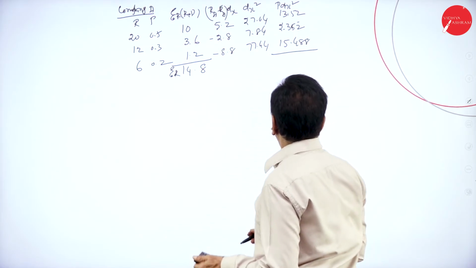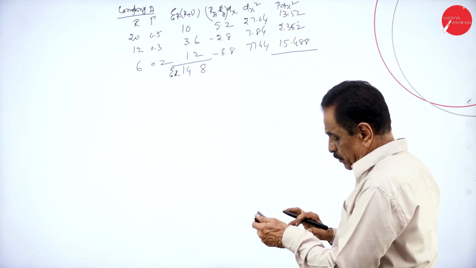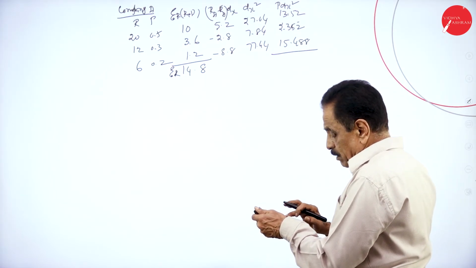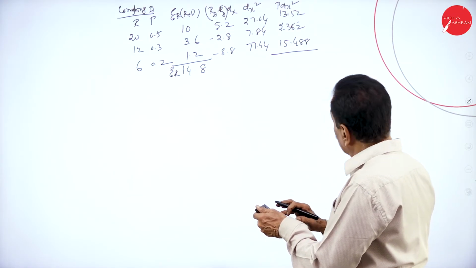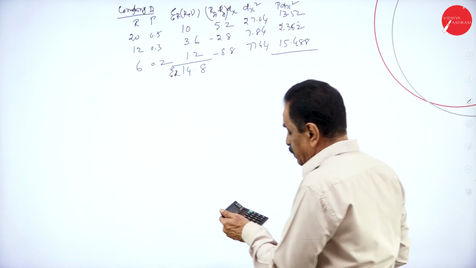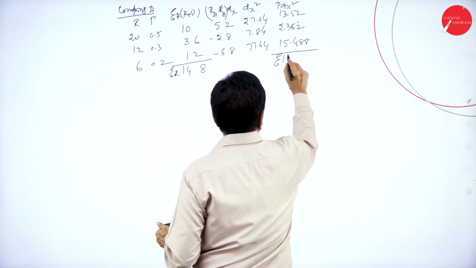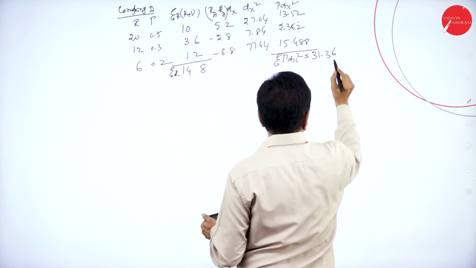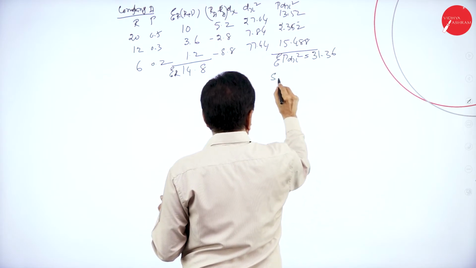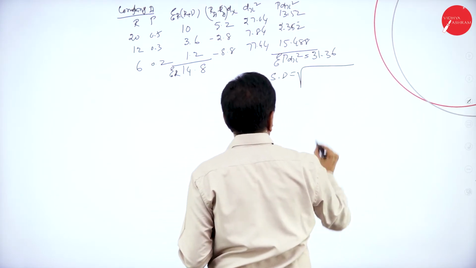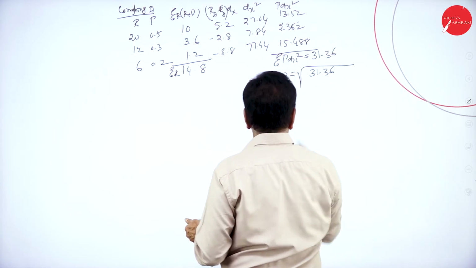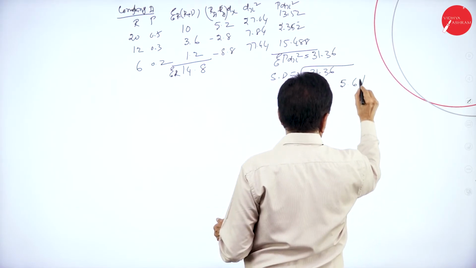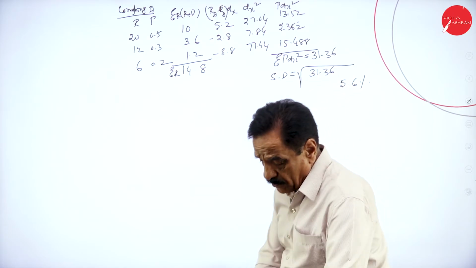Add the figures: 13.52 plus 2.352 plus 15.488, sigma p dx square is 31.36. Standard deviation is equal to root of 31.36, which is 5.6%. This goes in favor of company A.